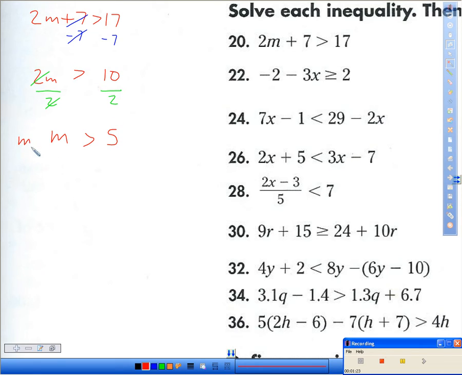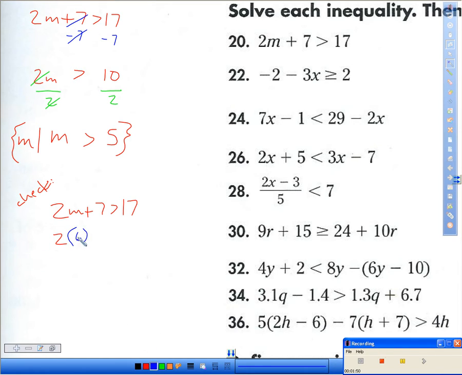Let's put it in set notation, and it will look like this. If I check my solution, again, we just need to choose any number that is greater than 5, because we know that those should make the inequality true. Let's use 6. 2m plus 7 is greater than 17. Let's put in 6 instead of m. So instead of 2 times m, we have 2 times 6.